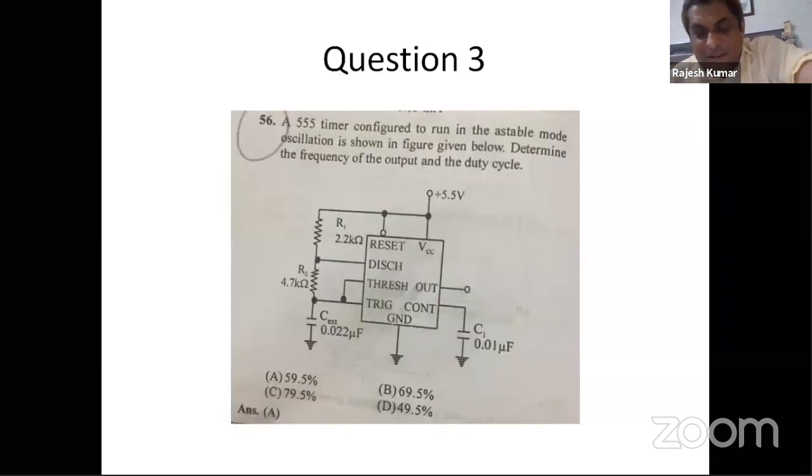So your answer in this case will be 59.5%, and I have already shown you how to find it. These are simple questions. You must not miss out on these. If you are going for NET and GATE examinations and such questions come, you must not miss them.